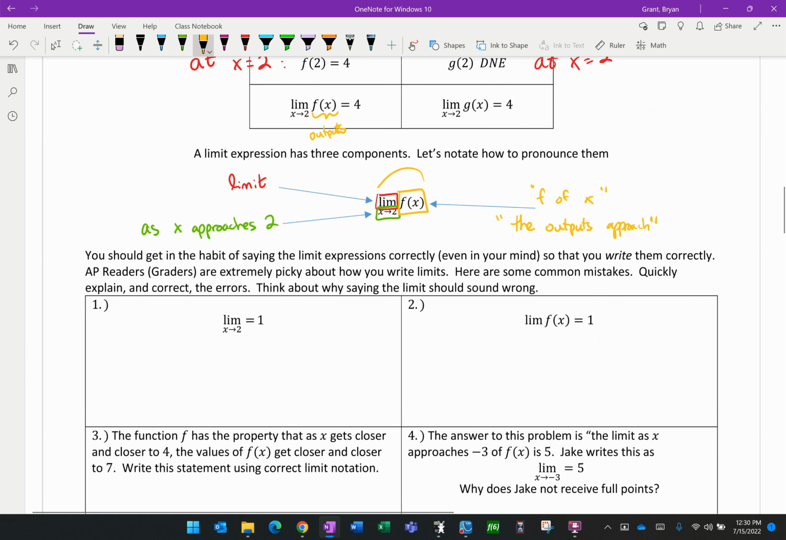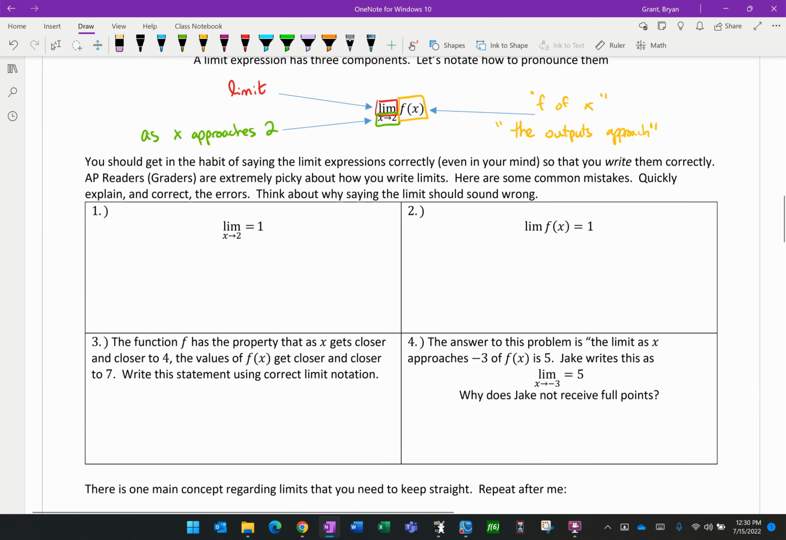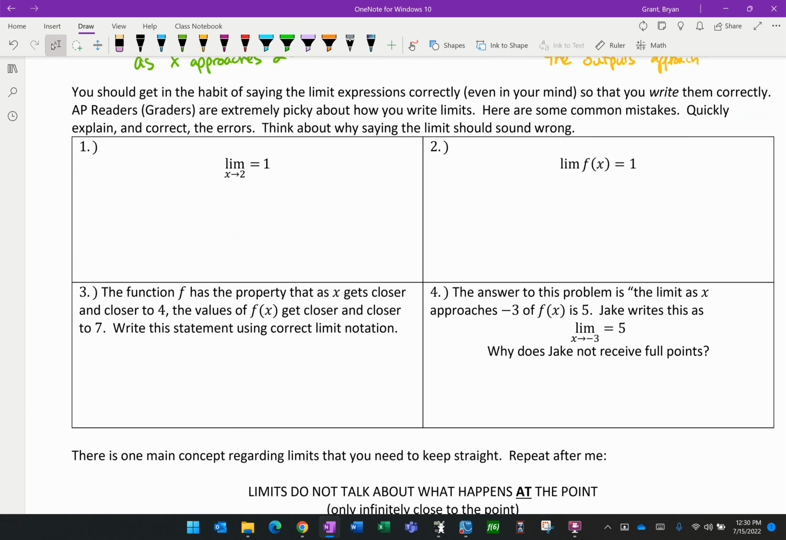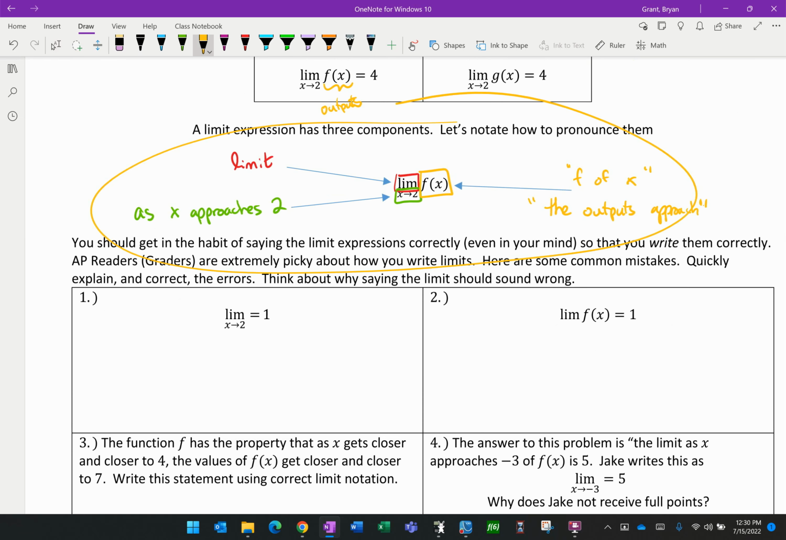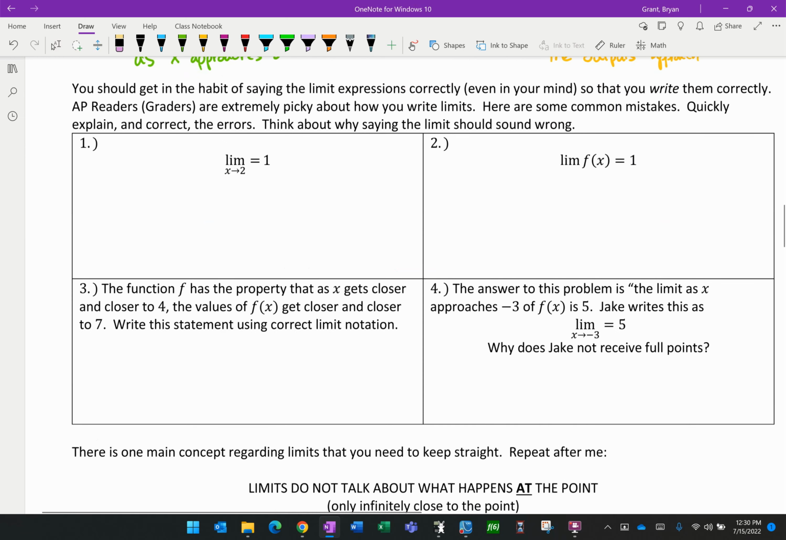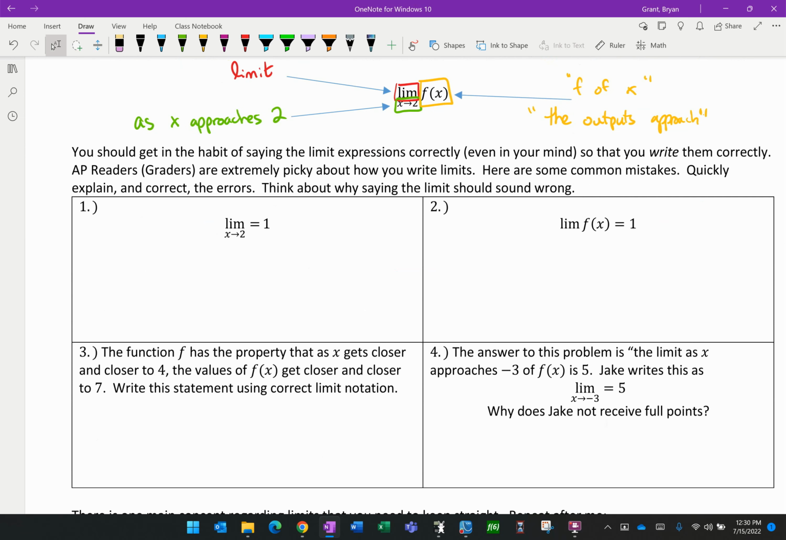You are required to write all 3 of these pieces. Leaving off a piece is incomplete notation and you will lose a point. We'll talk notation a lot this year. So here are some common mistakes. Why don't you guys take a look at these 4 and decide, first by saying them out loud and second by writing down what the mistakes are. So try talking it out first, what is missing from the explanations above, and then correct it. All right, ready, set, go.